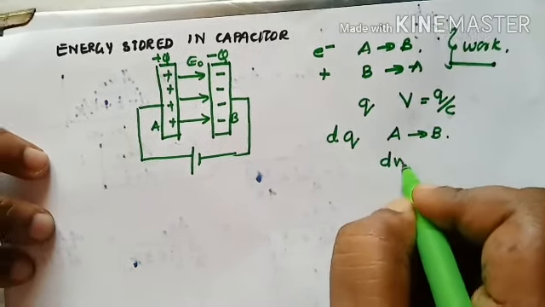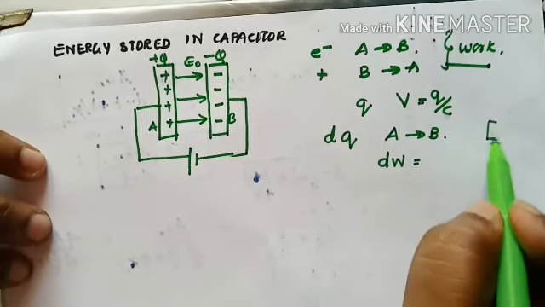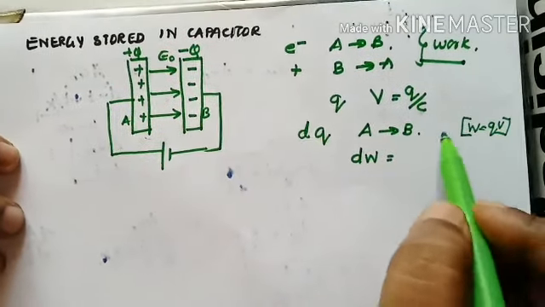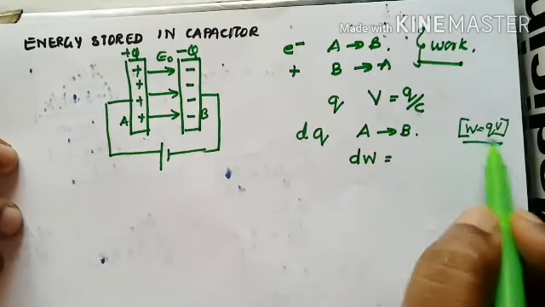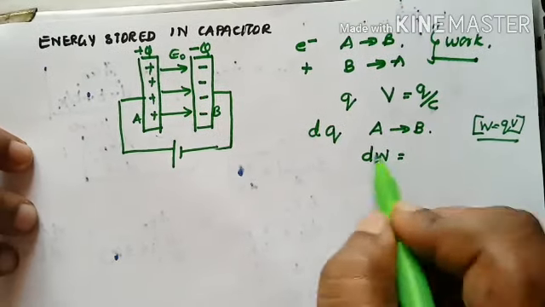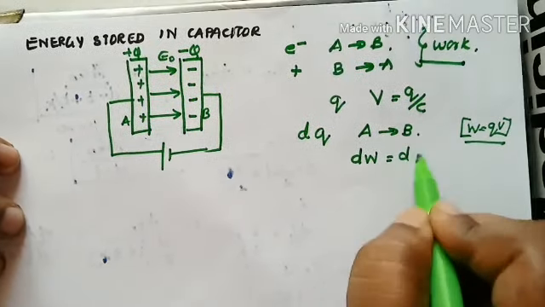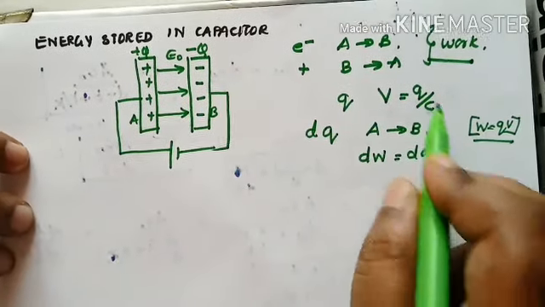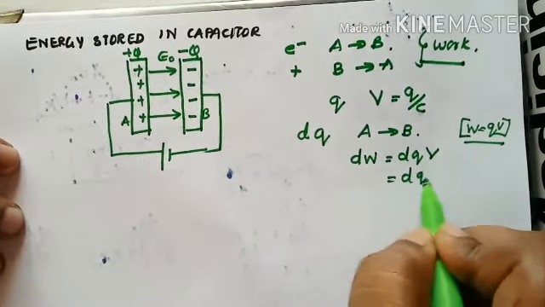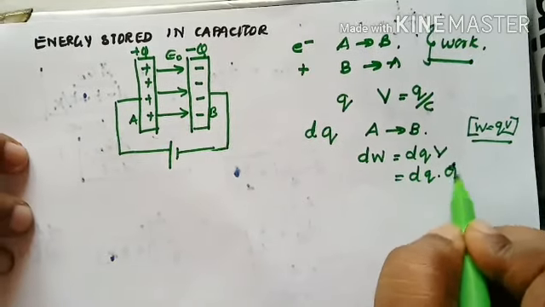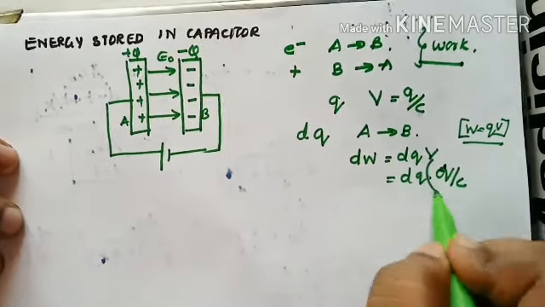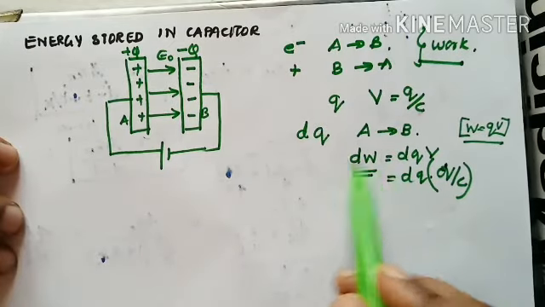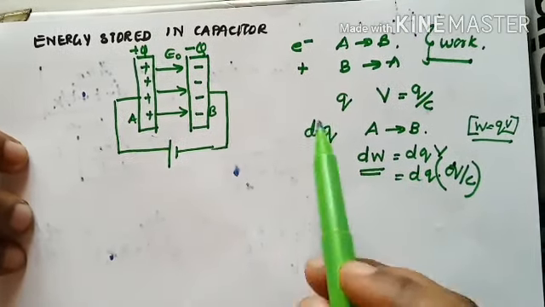So what is the expression for work? You remember, work is equal to charge into potential. This you have learned in an earlier class. It is W is equal to Q into V. Here we are moving a small charge dq, so it is dq into V. In place of V I will substitute this equation, and it becomes dq into Q by C. Now this is the work for a small charge, to move a small charge dq.